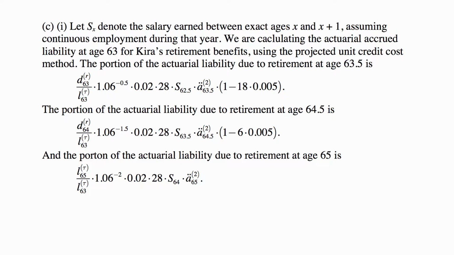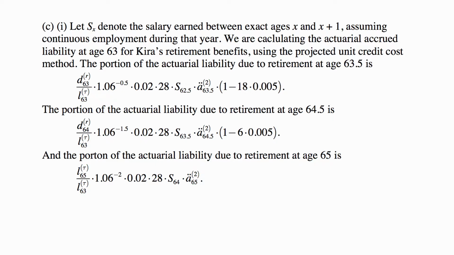That's why the portion of the actuarial liability due to retirement at age 65 is simply the population that is there. Everybody retires. Once you reach age 65, the probability of retirement is 1, and what fraction of the people from age 63 retire at 65 is given by L65 tau divided by L63 tau. Discounted over 2 years, the accrual rate is 0.02, 28 years of service, salary from age 64 times A double dot upper 2 65.